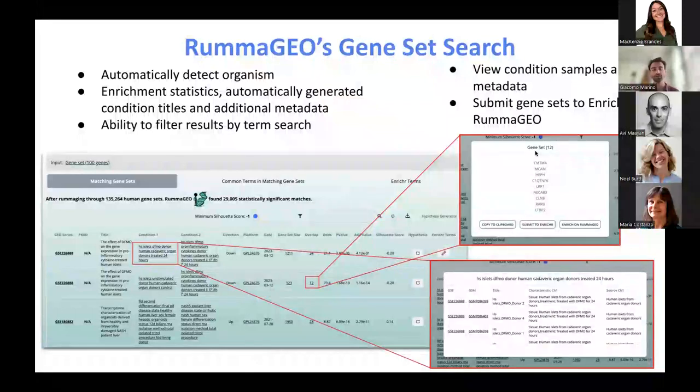After you submit a gene set, we'll automatically detect the organism, so that's either human or mouse, depending on the gene symbol. There are separate backgrounds for those. Then you'll be served with these matching signatures with the enrichment statistics. Clicking on any of the condition titles will show you the metadata attributes and the samples corresponding to that condition. Additionally, you can click on the overlap or the gene set size to look at the actual genes. You can copy those to the clipboard or submit them to Enrichr or back to RummaGEO as well.